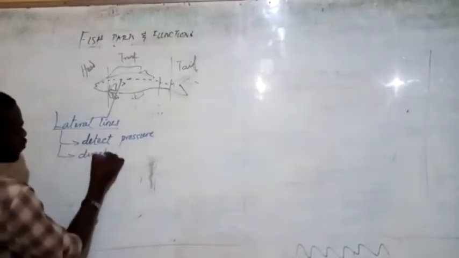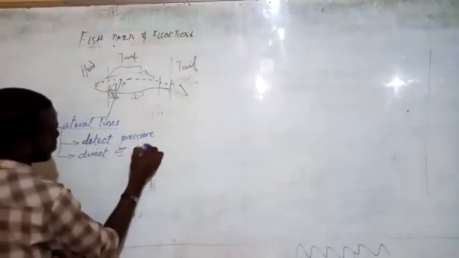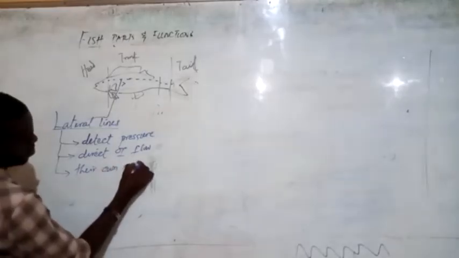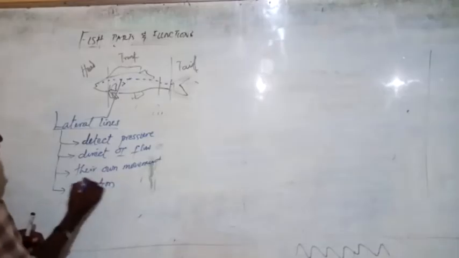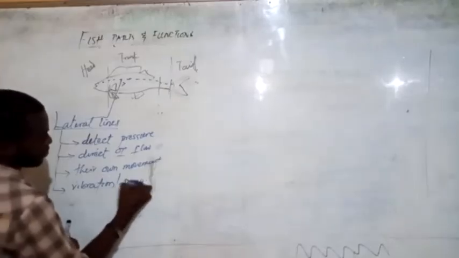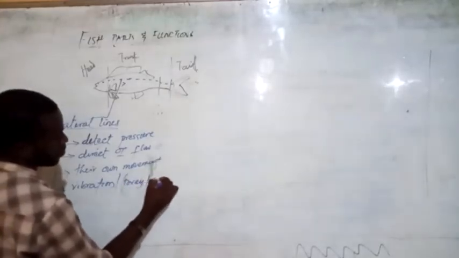Detect water pressure. They also use it to detect the direction of flow of water, and they also use it to sense their own movement, as well as the movement of prey. So that is, they use it to sense vibrations also in water, whether the vibration is caused by the movement of prey or predator.